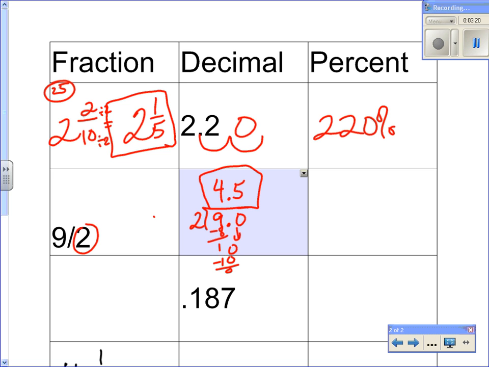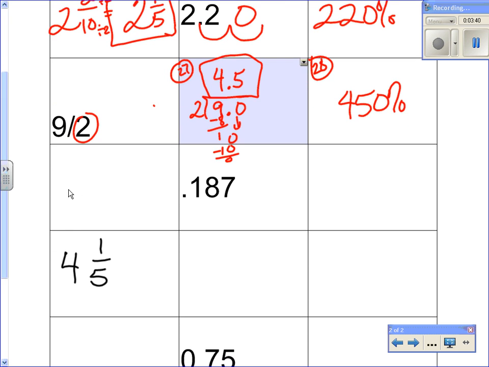My decimal is 4.5. And that's box number, let's see, this was 26. So this is 27. And then 28. We move the decimal over twice. We get 450%. Okay, I'm going to do a couple more here. This is going to be box number 29. And to turn that into a fraction, I do 187 over 1,000, because that's 187 thousandths. I can't simplify that, so I'm done.